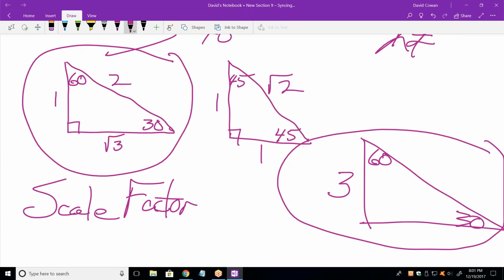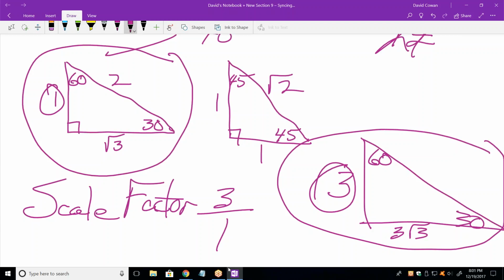Would it just be like 4 then? 3 to 1. That's opposite the 30-degree angle, and it's 3. Well, that was opposite the 30-degree angle, and it's 1. So this triangle over here, every side on it is going to be 3 times whatever this is. So the bottom side and the hypotenuse would be square root of 9 and then 6. No. 3 root 3, which is not the square root of 9.